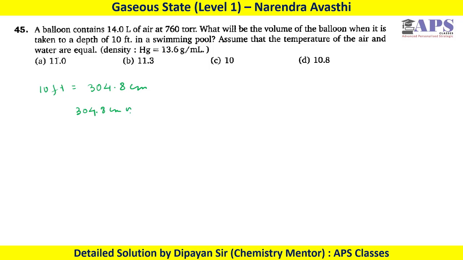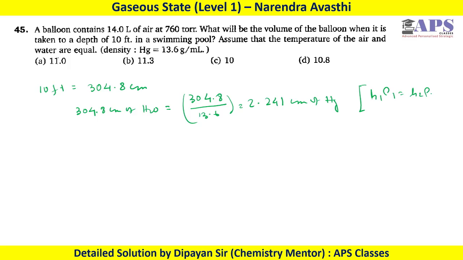304.8 centimeter of water is basically 304.8 divided by 13.6, that is 22.41 centimeter of mercury column. We can calculate this by using the h1ρ1 = h2ρ2 formula. Now the water column pressure is this, and at the bottom of the swimming pool we have the water column pressure along with the atmospheric pressure.